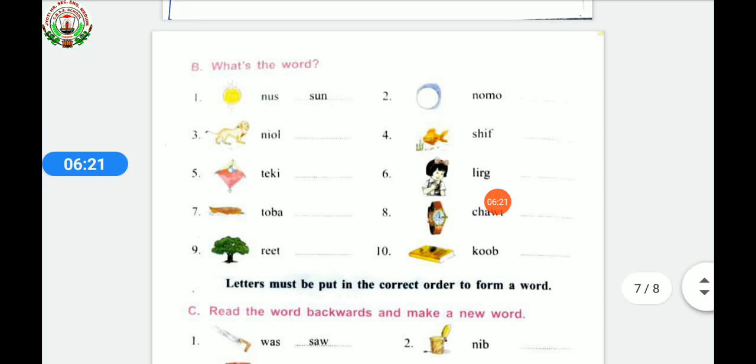The first one is done for you. The first picture is of a sun and the word given here is wrong. It is not arranged properly. N-U-S. So you have to arrange it properly. S-U-N, and write down here.